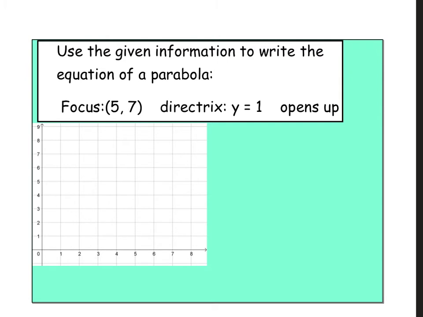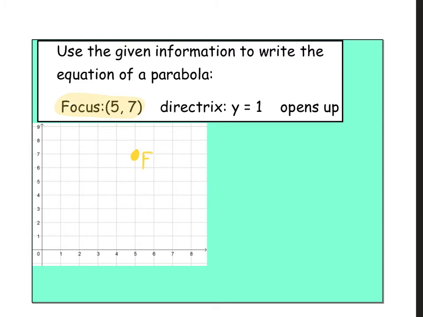You don't have to use graph paper to make it perfect or anything, but you're going to want some sort of visual of what we know. So let's take a look at what they gave us. The focal point is at (5, 7). Let's plot that right here at (5, 7). That's going to be the focal point.